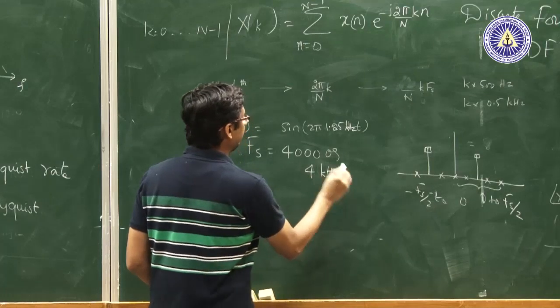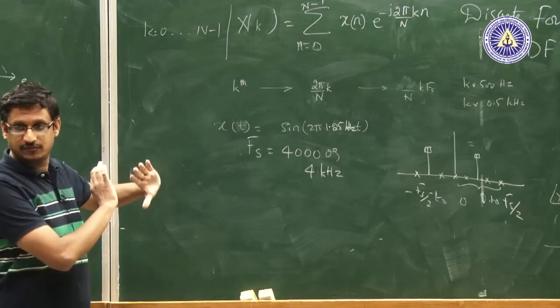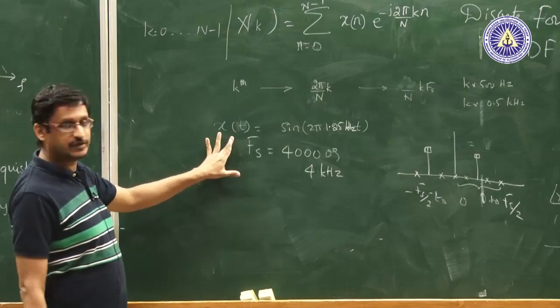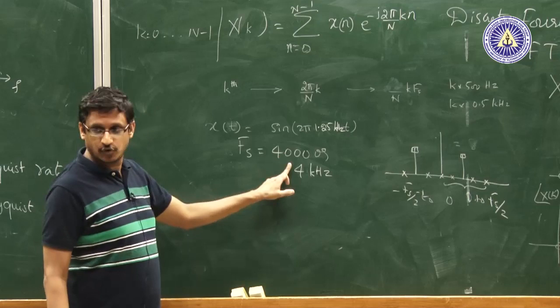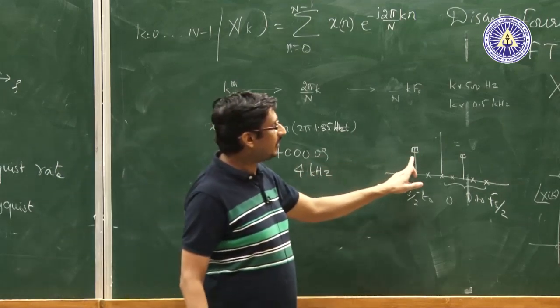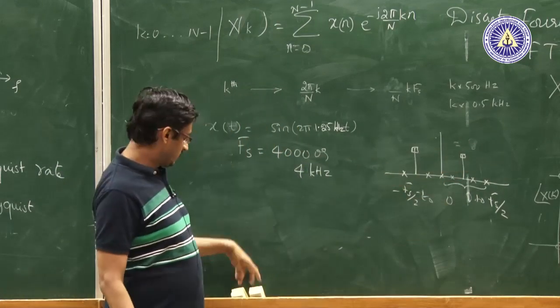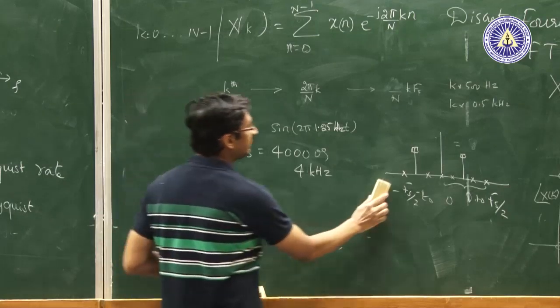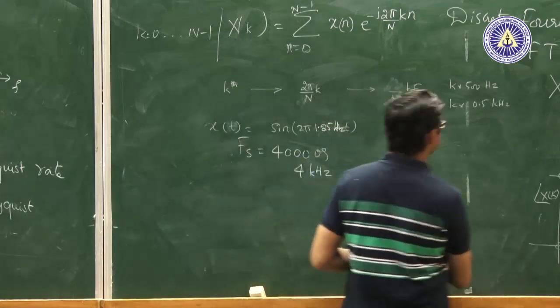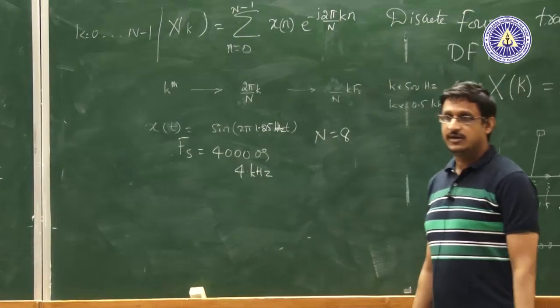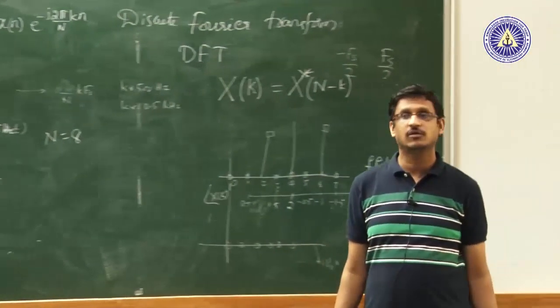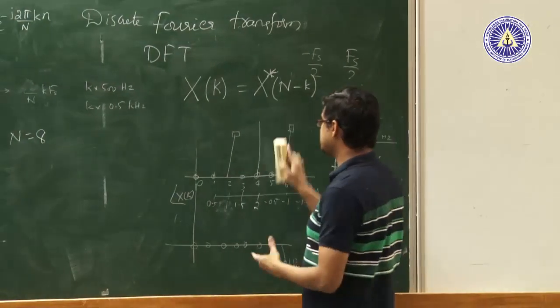What would happen to x of t now, without doing anything further, if you sample this 1.25 kilohertz sinusoidal signal with a sampling rate of 4 kilohertz? What do you think will happen to this spectrum? First, figure out the frequency resolution. Assuming N equal to 8 samples is what you want, does the frequency resolution change? No, it doesn't change.